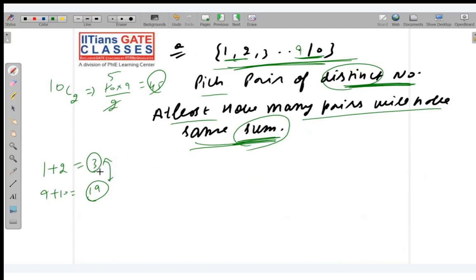So the sum can be 3, then 4, then 5, and so on up to 19. Are you getting it? 3, 4, 5 up to 19. So again the same question: how many numbers are there from 3 to 19? So 19 minus 3 plus 1. Upper bound minus lower bound plus 1.